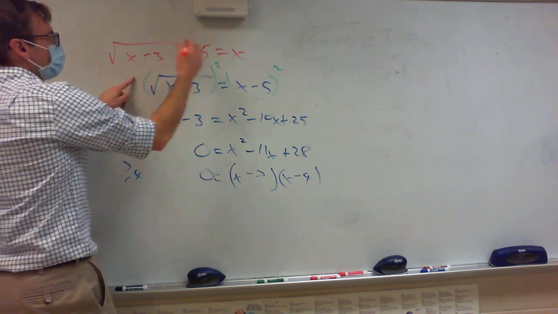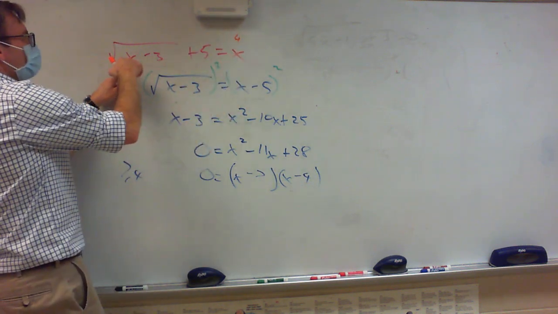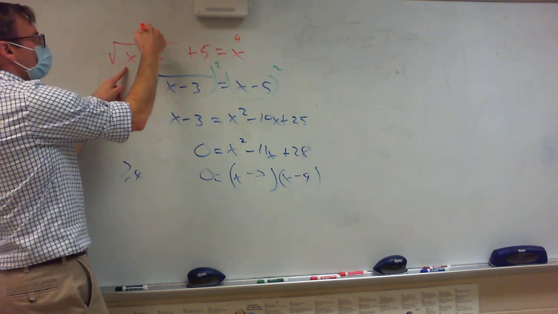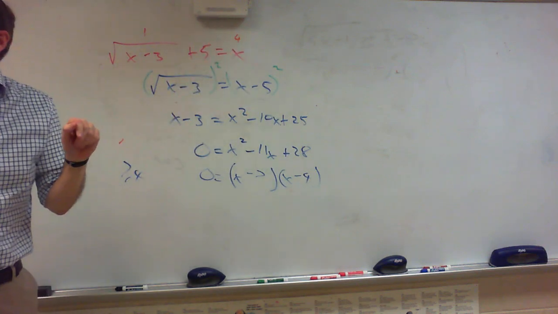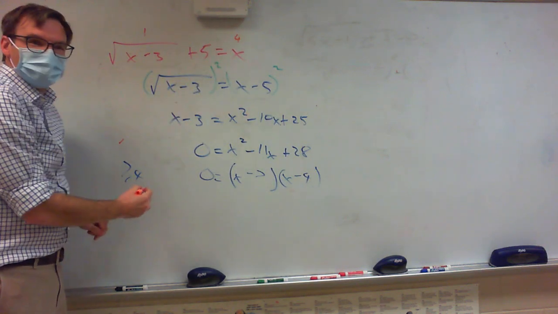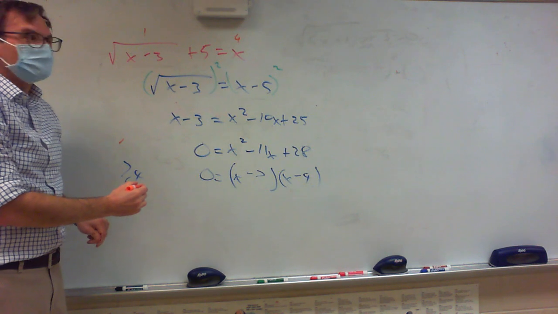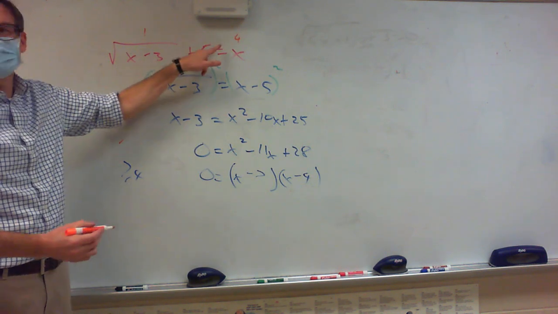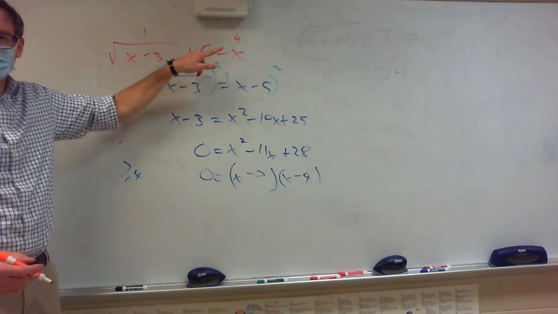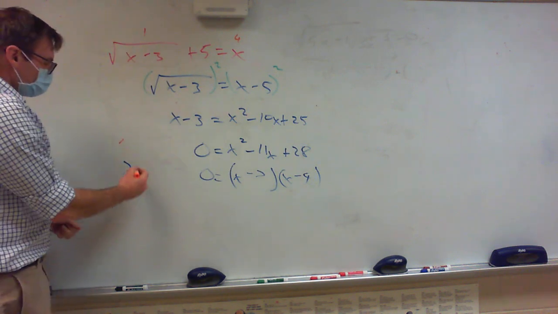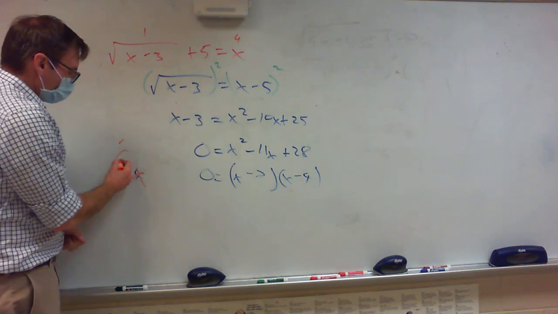And so when I try 4, let's see. 4 minus 3 is 1. Square root of 1 is 1. Is 1 plus 5 4? What? Is 1 plus 5 4? I'm making sure, right? Okay. So this doesn't work, right? And so our only answer is 7.